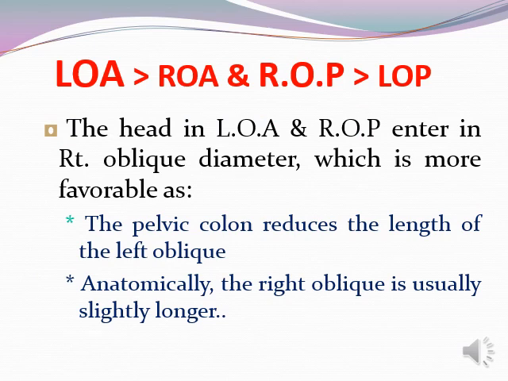The left occipito-anterior is more common than the right occipito-anterior, and the right occipito-posterior is more common than the left occipito-posterior. The head in the left occipito-anterior and right occipito-posterior enters the right oblique diameter, which is more favorable as the pelvic colon reduces the length of the left oblique, and anatomically the right oblique is usually slightly longer than the left oblique diameter.